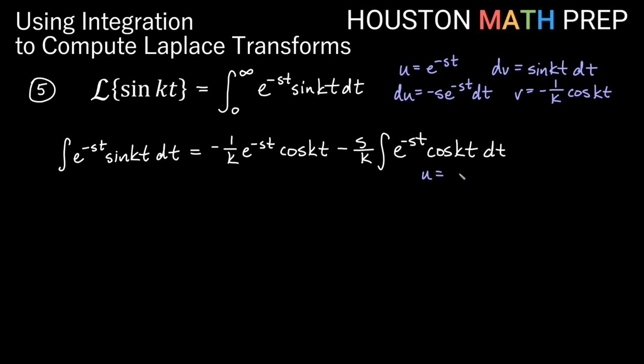I'm going to choose the same thing for u, e to the negative st. My dv this time is going to be cosine kt dt.